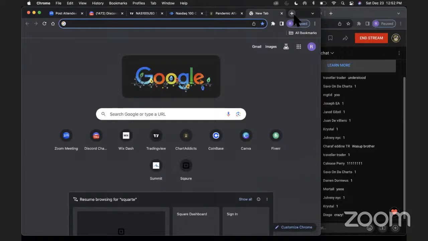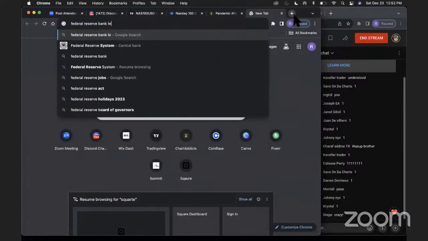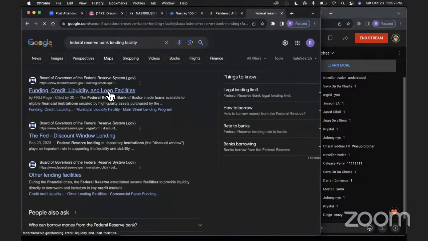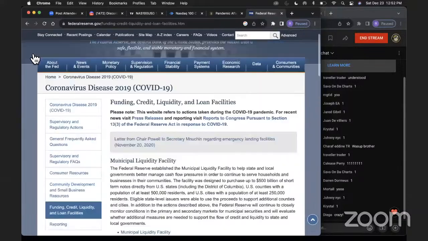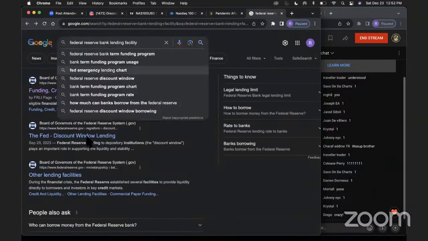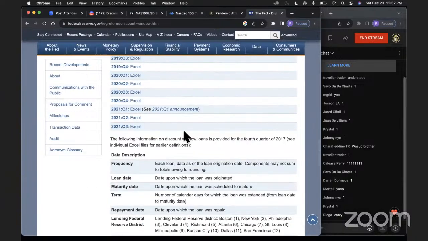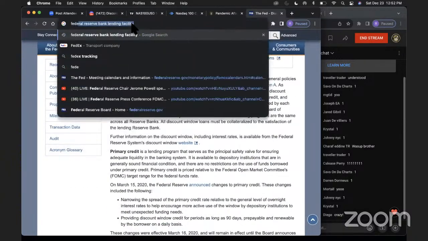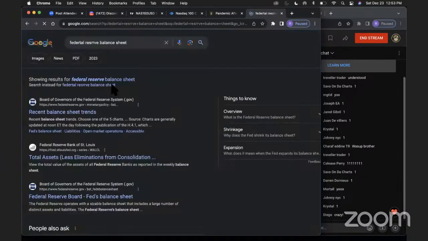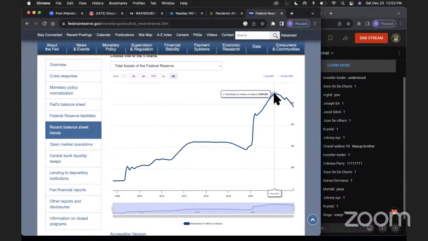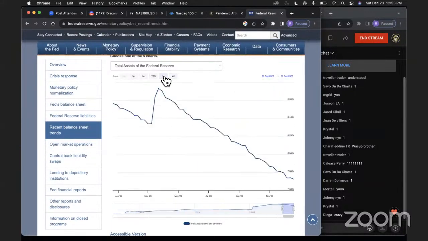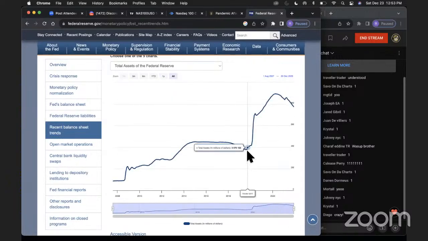I'll show you guys. Federal Reserve Bank lending facility. Let me see if I can actually find a chart here. The chart is crazy because it shows that we made massive progress. Discount window lending. Let me see if there's a chart here. No, here's what I'm looking for. Let's go Federal Reserve balance sheet. Let me see if I can actually just look at this straight from the balance sheet. This is March. Can we do a 5-year? Okay, it doesn't matter. This is the 2020 crash.